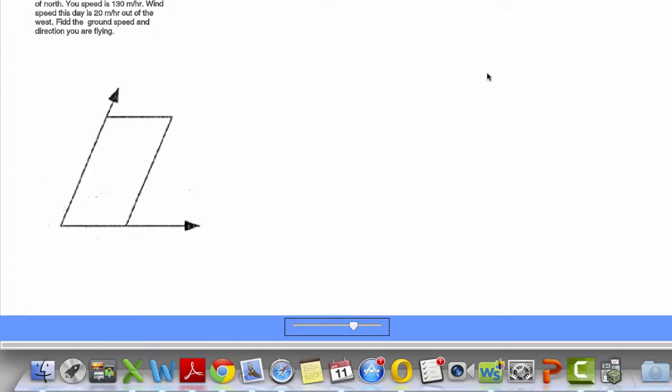Okay, we can do the fourth problem. We're flying at a heading of 56 east of north. Again, we need to understand that this was north, and if this is 56, then this down here must be 34. And the wind speed is 20 miles per hour out of the west, so the wind is coming straight from the west to the east.